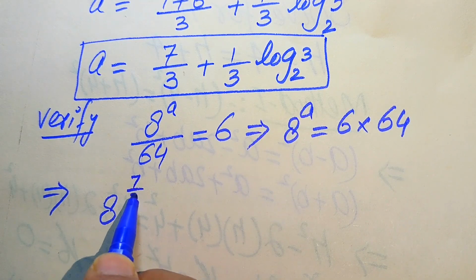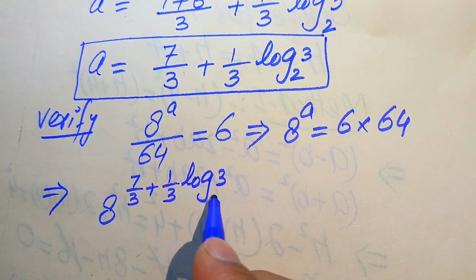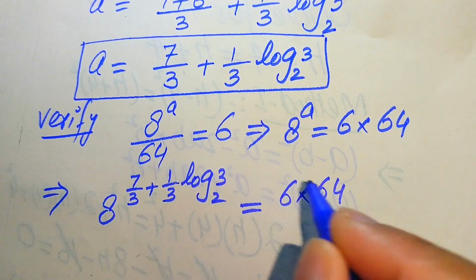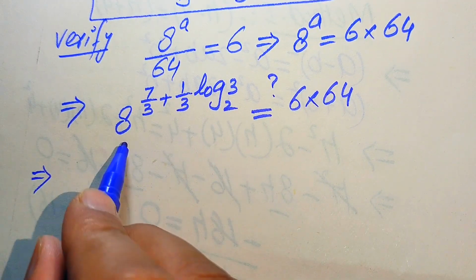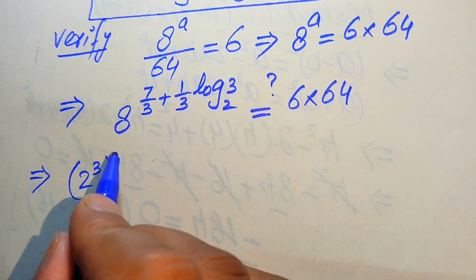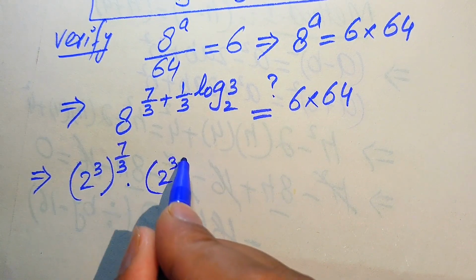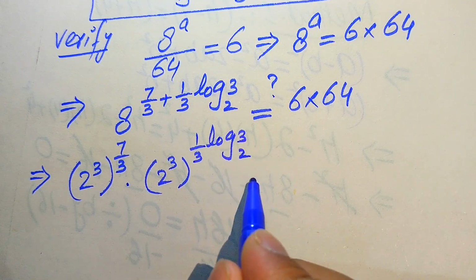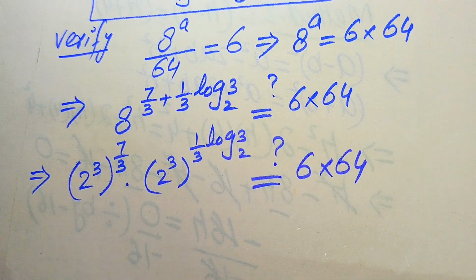The value of a is 7 over 3 plus 1 over 3 times log 3 with base 2, and here we check whether this is equal to 6 times 64 or not. Okay, this is our claim. So here we need more simplifications, and we write it as 2 cubed, and further we break its exponent, and it will be written as 2 cubed with whole exponent 7 over 3, times again 2 cubed with exponent 1 over 3 times log 3 with base 2, and we check whether this is equal to 6 times 64 or not.